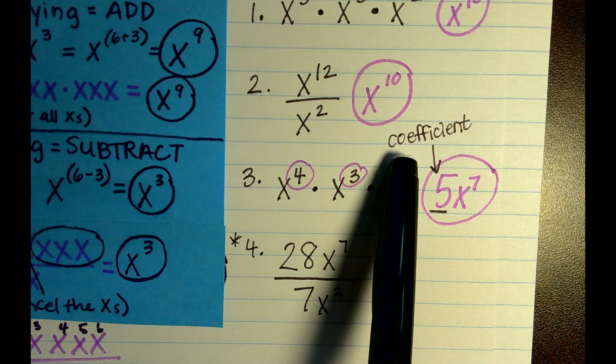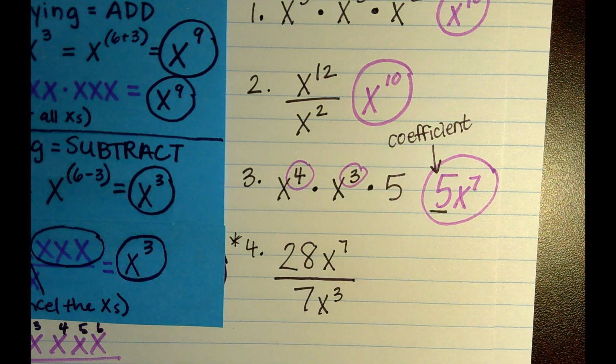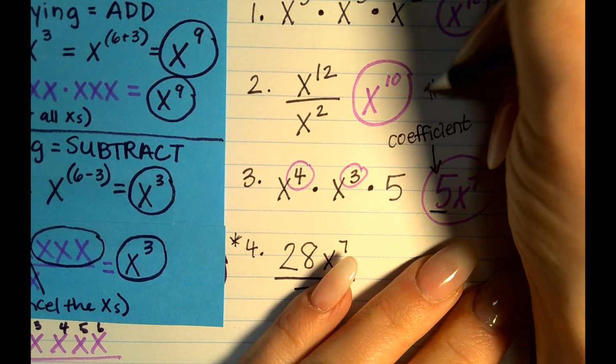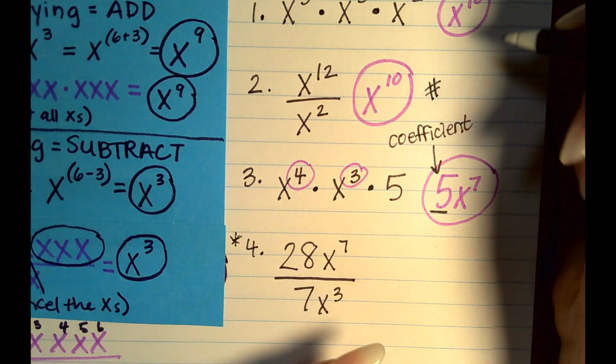Coefficient is just a fancy word for a number in front of a variable. Yeah, absolutely. And thank you for asking that because I bet you were not the only one wondering.